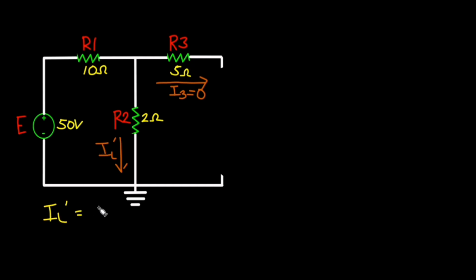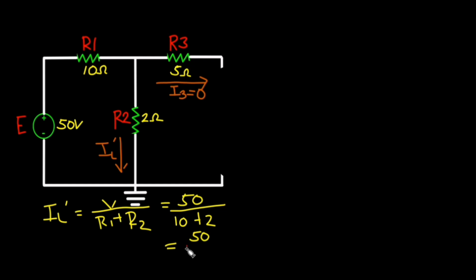To solve for IL', V over the total resistance of R1 and R2, since R3 is disregarded due to an open circuit. Using the values, we have 50 over 10 plus 2. Simplifying, 50 over 12, which results in 4.17 amperes. IL' is 4.17 amperes. The direction of the current is from this node going to the ground.